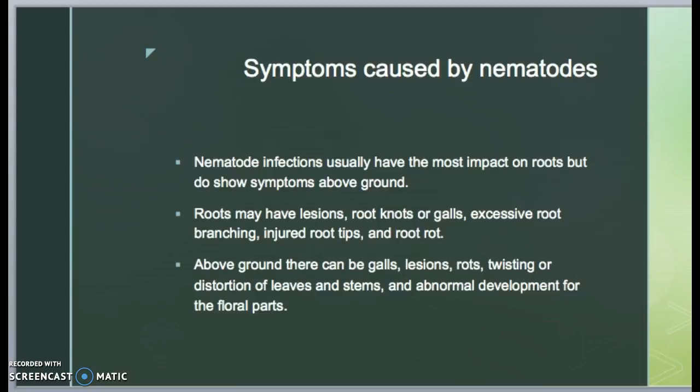Symptoms caused by nematodes. Nematode infections usually have the most impact on roots, but do show symptoms above ground. Roots may have lesions, root knots or galls, excessive root branching, injured root tips, and root rot. Above ground, there can be galls, lesions, rots, twistings, or distortions of leaves and stems, and abnormal development of the floral parts.